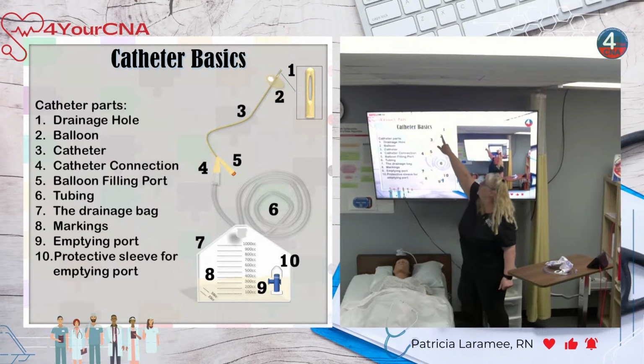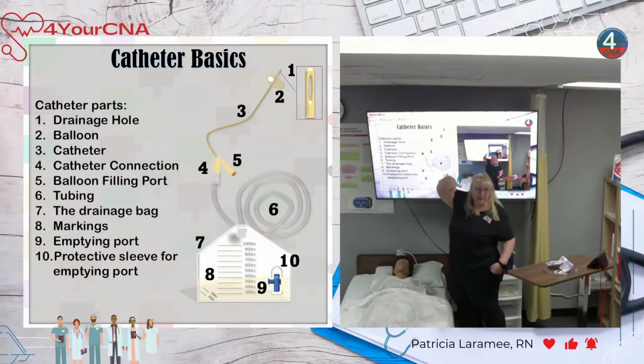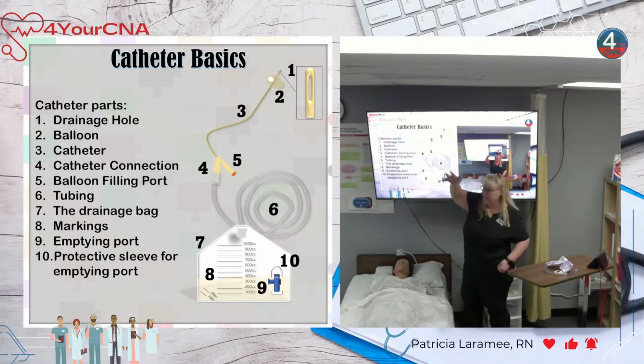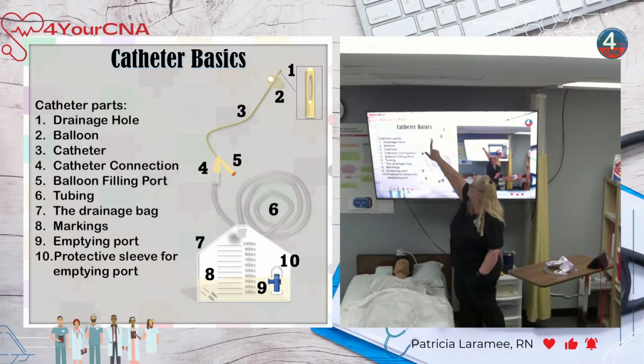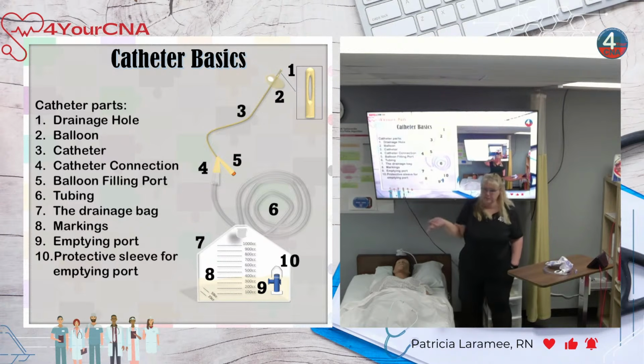So the tip is enclosed to make it easy to put in, and the holes are on the side. We also have that balloon we've already talked about that just sits on top of the valve to hold it in place, nothing more than a doorstop. And then you have the catheter tubing itself. That's just where the urine runs. Nothing to write home about there.